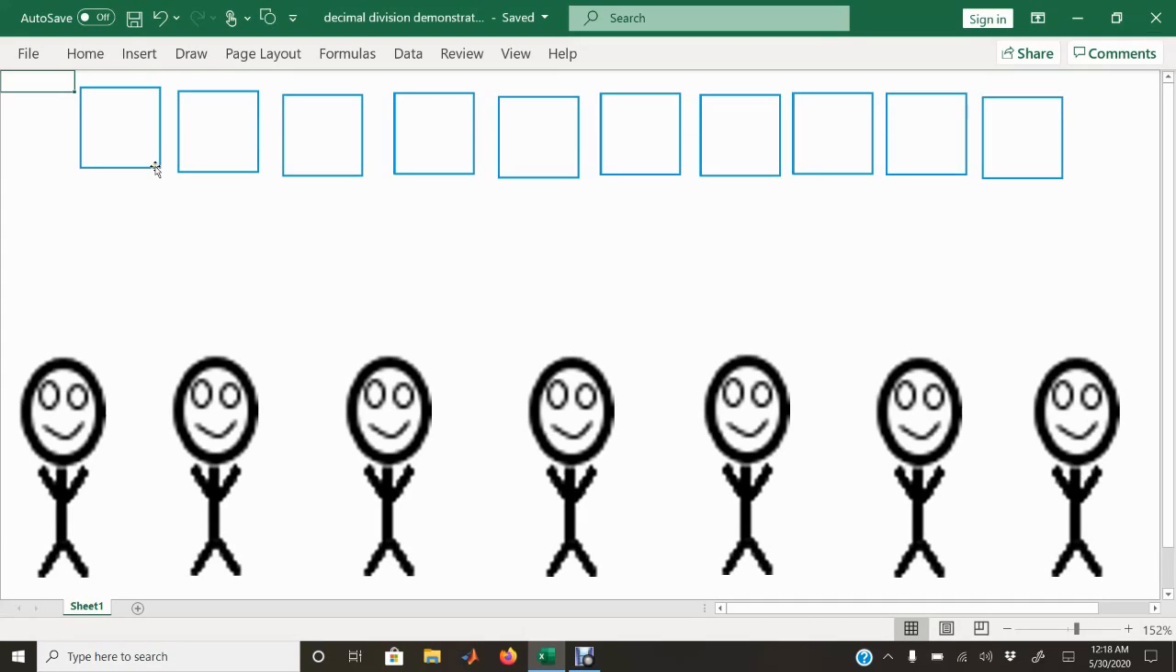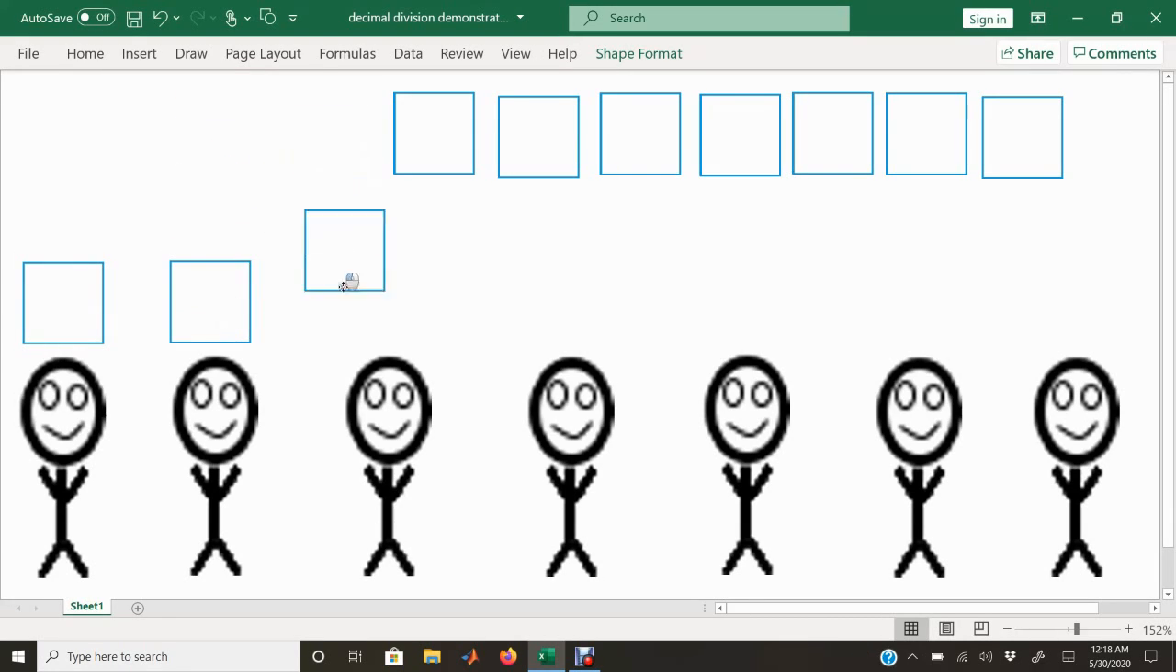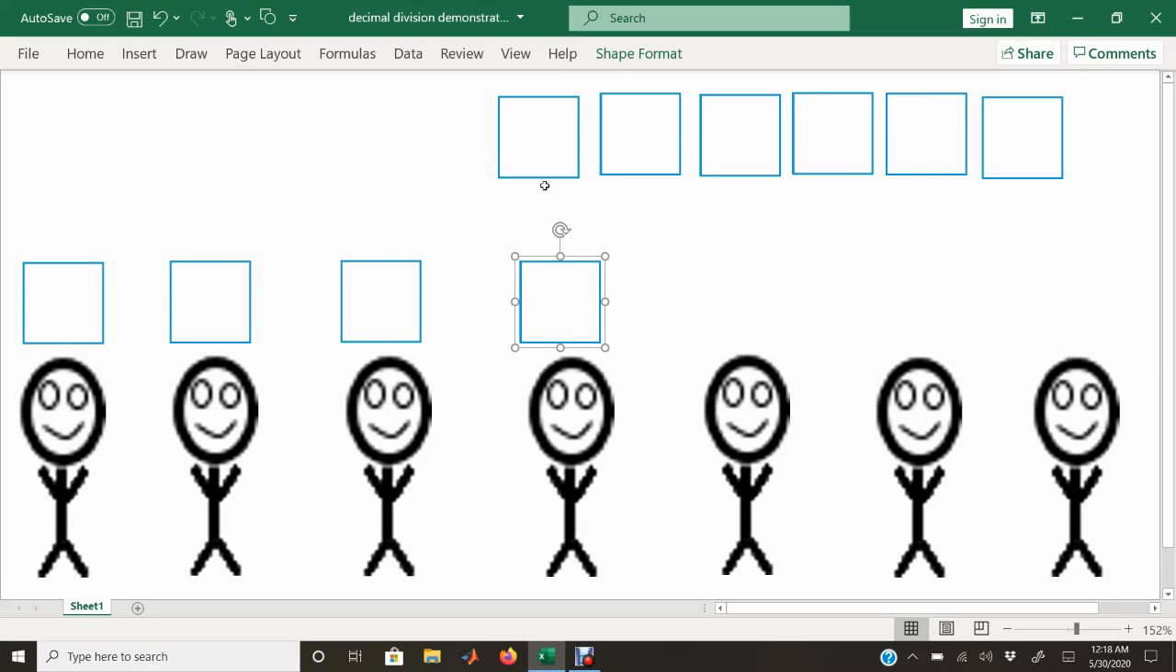A lot of people said they really like art. You're seeing the extent of my art capabilities right now. This is about the best I can do in terms of art. But anyway, you can see the people. Normally, I would divide up cookies. Cookies are a lot more interesting. But you'll see in a moment why I needed to divide up squares. So we're dividing squares among the 7 people.